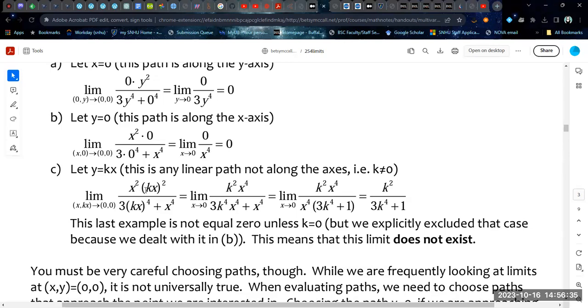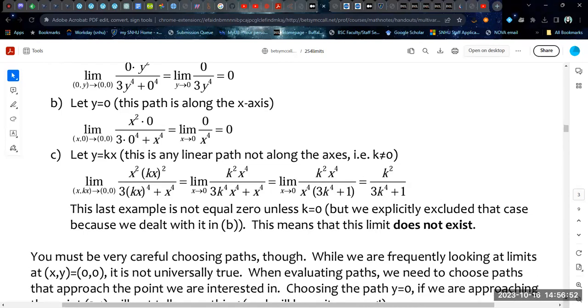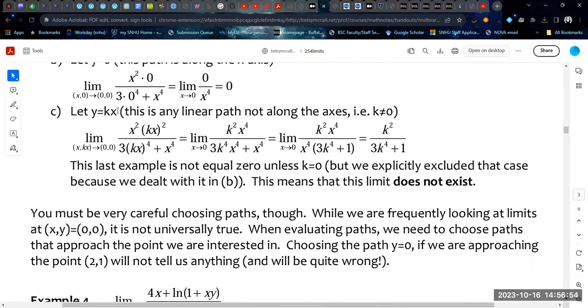And if you substitute this in for y, what works really nicely here is that you're able to factor out x to the 4th from both the numerator and the denominator, and then they cancel. And what you're left with is an expression in this case that depends on the value of k. So the slope of that line as you go toward the origin. That's not good.